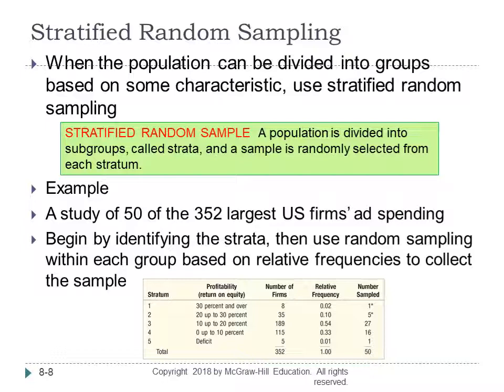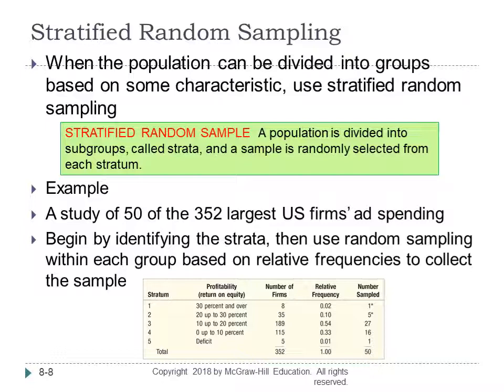The second stratum is those companies who make between 20 and 30. The third group are those companies that make between 10 and 20. The fourth group is companies that make between 0 and 10. And the fifth group are companies that have deficit, meaning that they have no return on the equity. So of course the number of firms is listed in the column, and the relative frequency is calculated. The sum of the relative frequency will be 1.